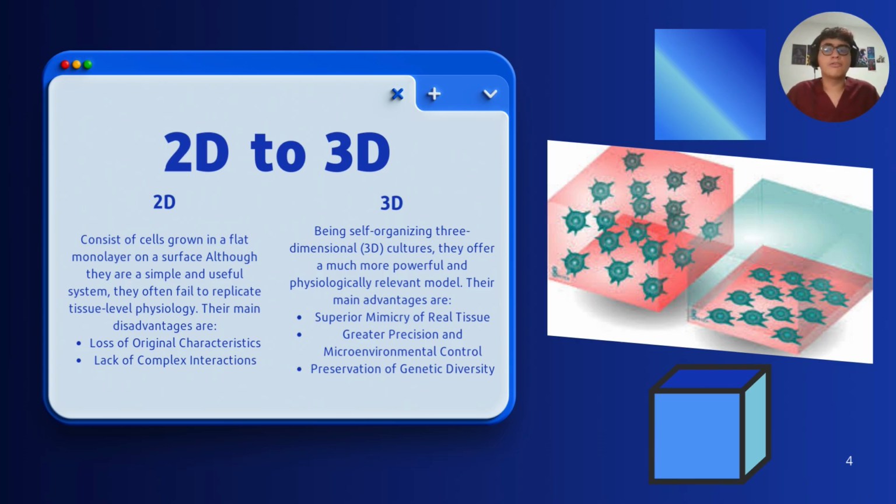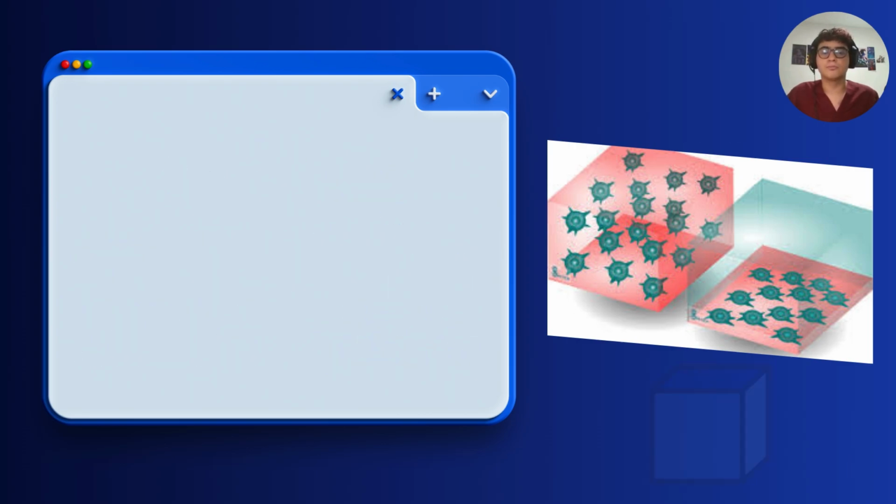Organoids solve this by bridging the gap between simple cell cultures and complex animal models. By growing in three dimensions, they create a superior microenvironment that better mimics the real tissue, architecture, and cellular interactions.